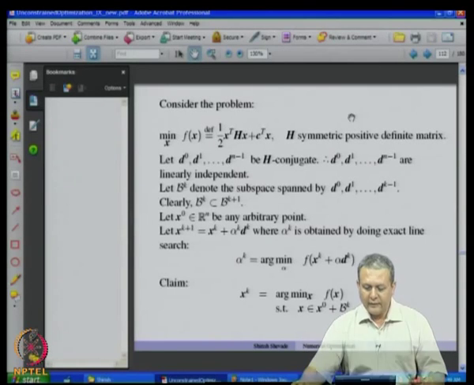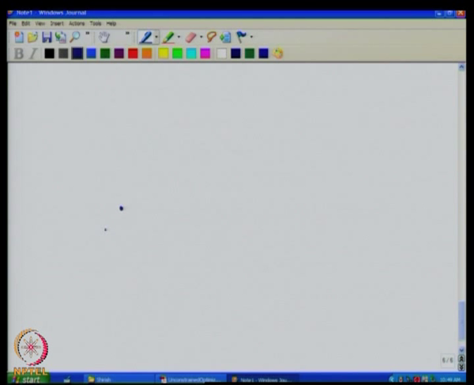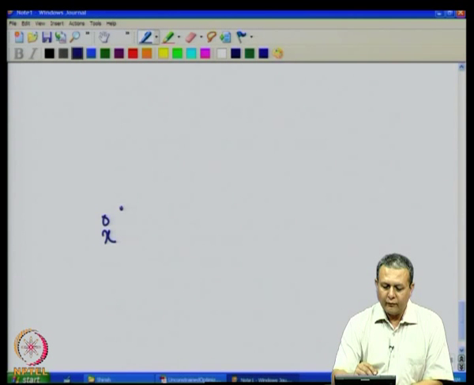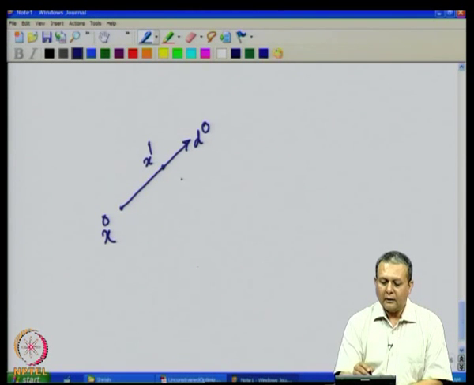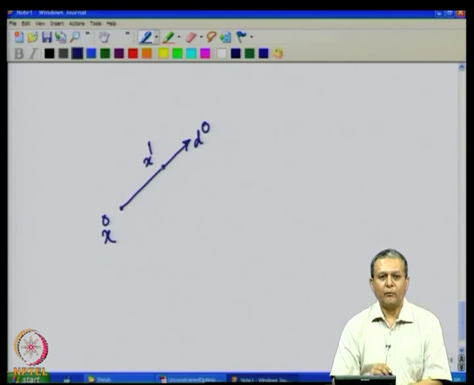So, let us see the interpretation of this result. Suppose this is the point x0 and this is the direction d0. Now, we do the exact line search along this direction to get the point x1. This d0 is a non-zero vector, so it spans a one dimensional space. In this one dimensional space, x1 is the minimum.